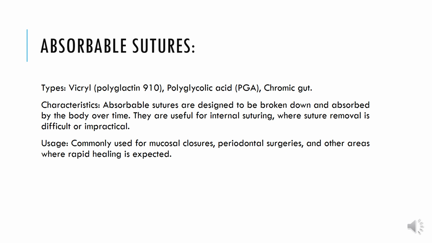With the absorbable sutures, there are various types like Vicryl, also called polyglactin 910, polyglycolic acid, and chromic gut. Characteristics are that they are designed to be broken down and absorbed by the body over time. They are useful for internal suturing where suture removal is difficult or impractical. They are commonly used for mucosal closures, periodontal surgeries, and other areas where rapid healing is expected.